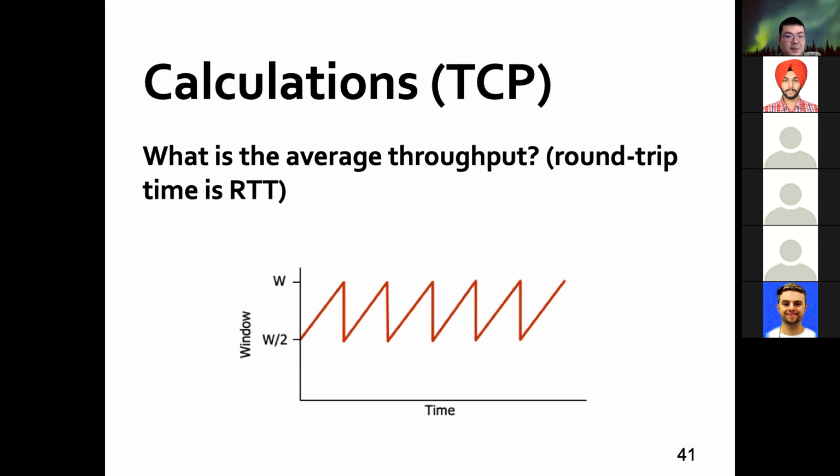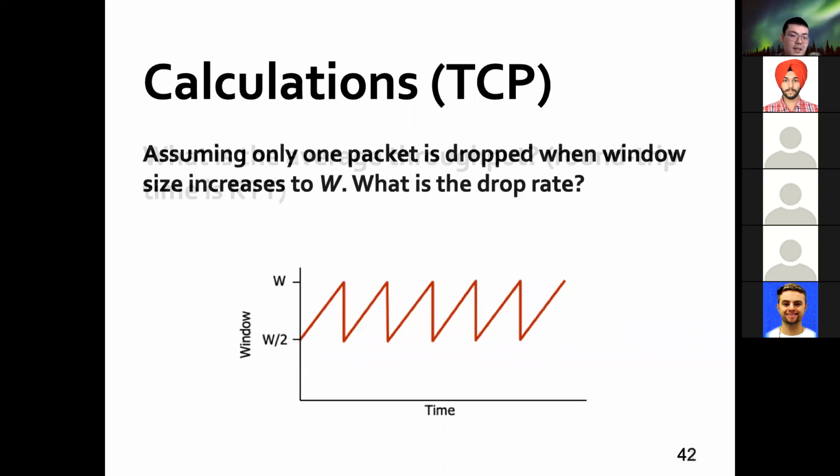Okay, so then we have another question. What's the drop rate? As we discussed last time, you need to know that each round trip time you increase by 1, because this is congestion avoidance. So this is 45 degrees. You need to know this, right?